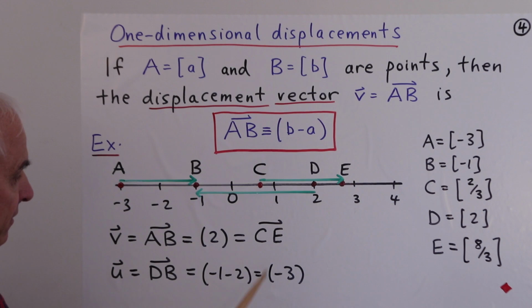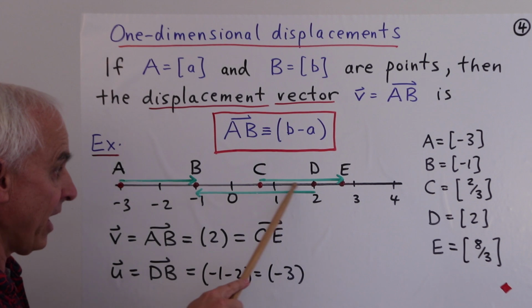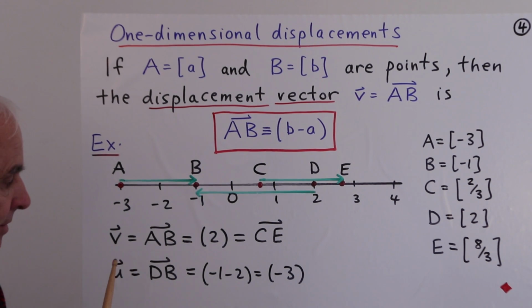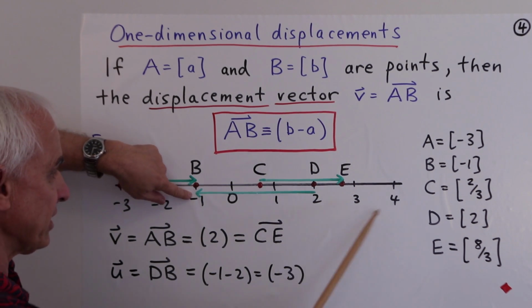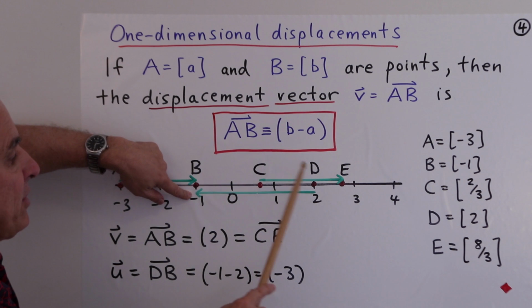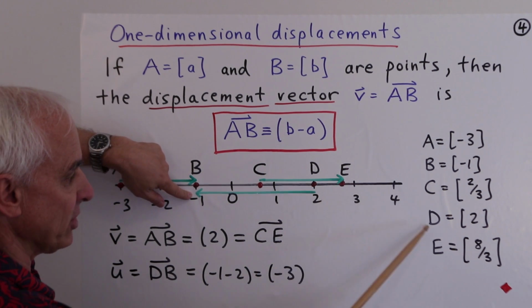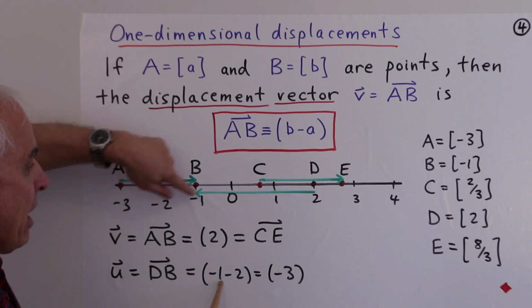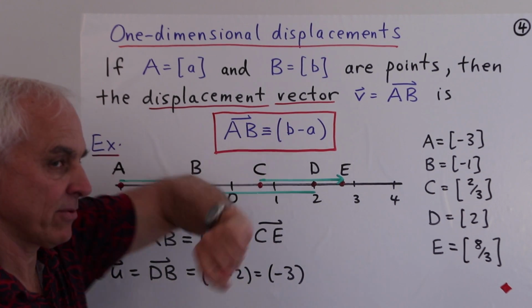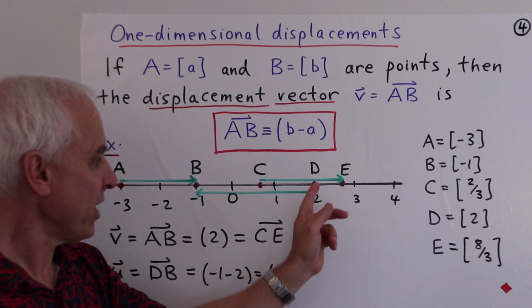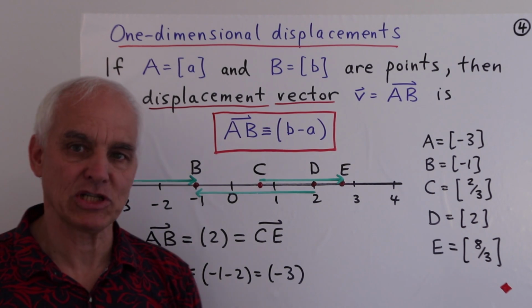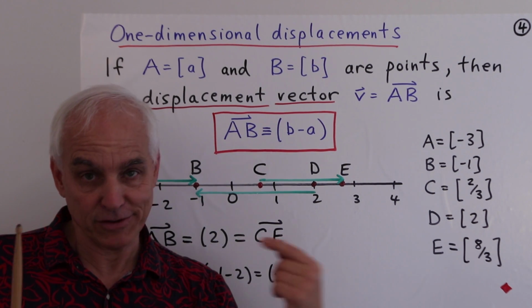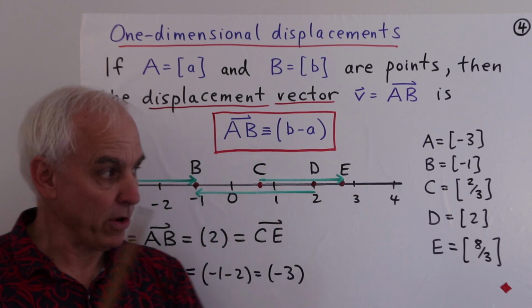And what about, say, the vector U, which is DB? Okay, starting with D and then going to B. Well, what we have to do is take the final entry, which is B, which is -1, and subtract the initial entry, which is that of D, which is 2. So -1 minus 2 gives us -3 inside. So the vector DB is the vector with a single component -3, representing the fact that this is going to the left on our oriented axis.